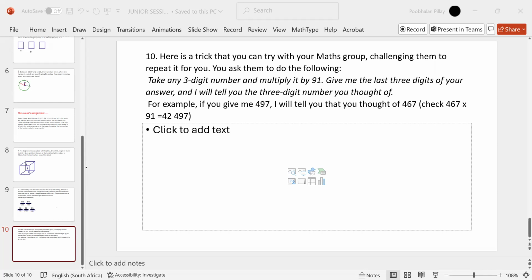Those of you who have your calculators with you, take your calculators out. I'm going to ask you to do the following. Take any three-digit number you can think of and multiply it by 91. Think of any three digits, whatever you like. It must be three digits. And multiply it by 91. The calculator will give you an answer.